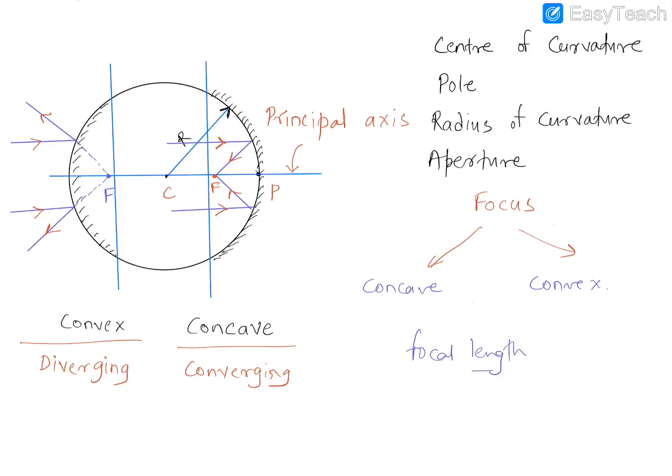As you can make out, focal and length. So what do you mean by focal length? Focal length is the distance from the focus to the pole. That is called what? Focal length. The distance from focus to pole is called focal length. Got it? So these are all the terms you need to know.